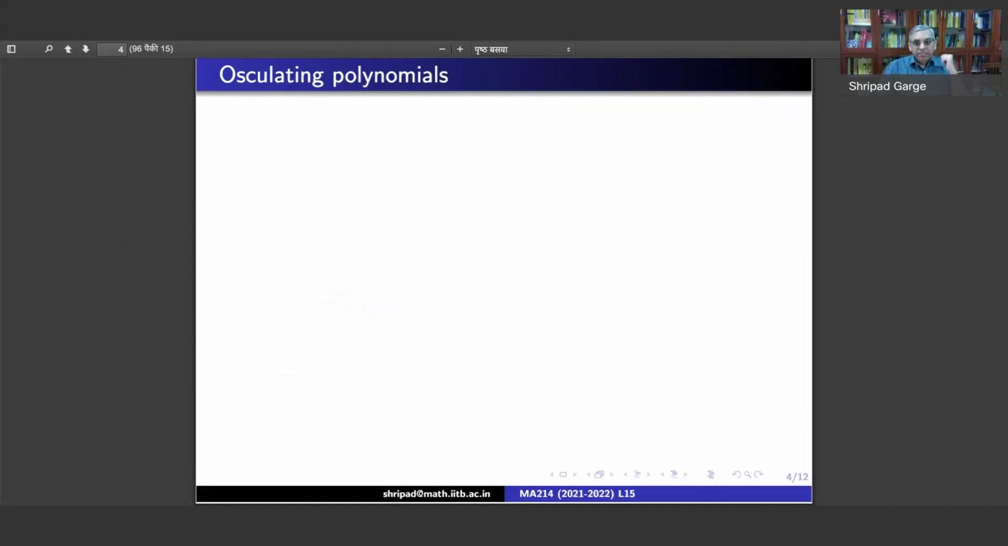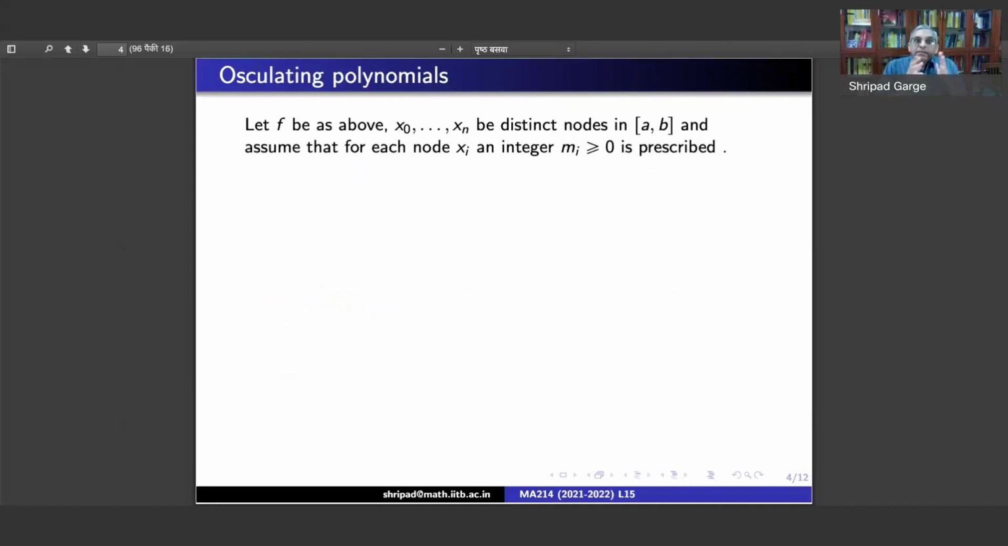So let's frame the question. We are starting with the function f, and we have distinct nodes x0 up to xn in our interval [a, b]. And now let's assume that for each node, some non-negative integer is prescribed. We call this mi. So mi can be 0, 1, 2, 5, 100, 2022, or any such number.